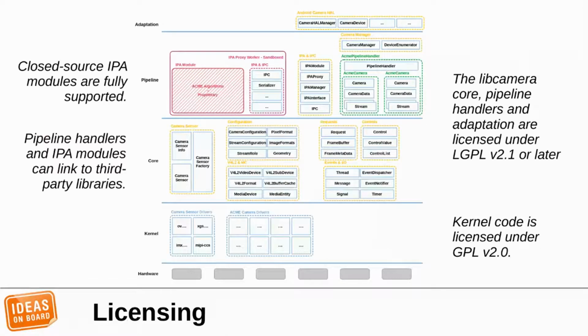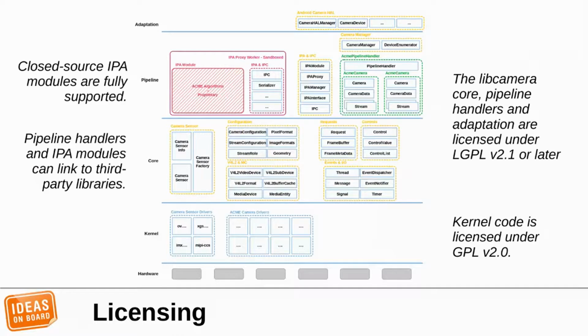Licensing, it's also quite important because we've had quite a few questions about that in discussions. So the kernel code, well, that's out of scope again for the camera, that's GPL, and that's it. It's not a problem. The core of libcamera is licensed under the LGPL version 2.1 or later. That includes also the pipeline handlers.